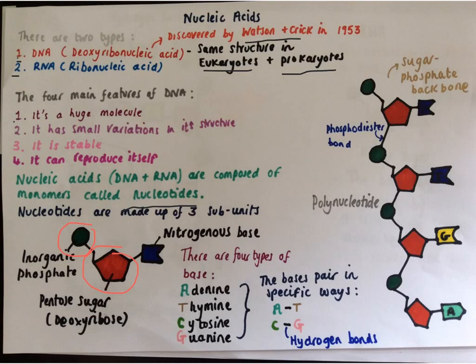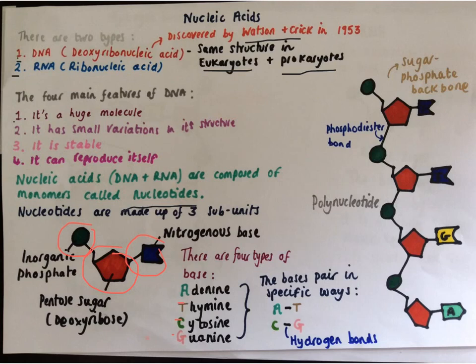Attached to the sugar is a nitrogenous base. And there are 4 main bases that you need to know. In DNA, there are 4 types of nitrogenous base. The first is the base A, which is called adenine. The second is T, which is called thymine. The third is C, which we call cytosine. The fourth is G, which we call guanine.